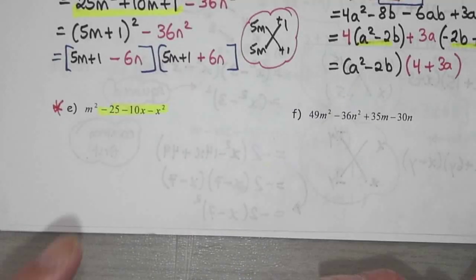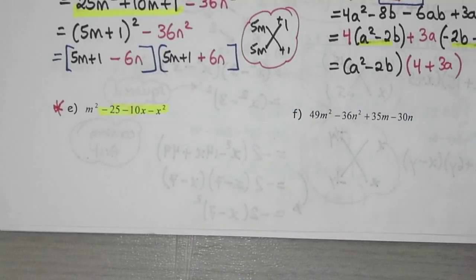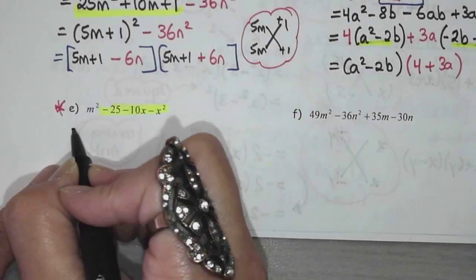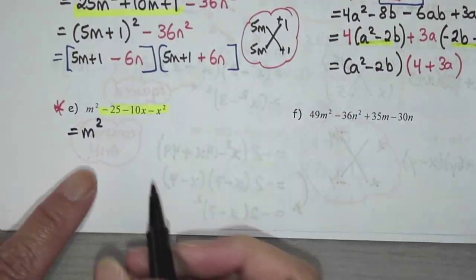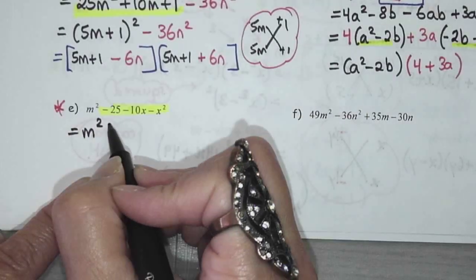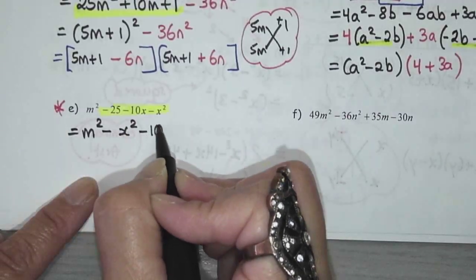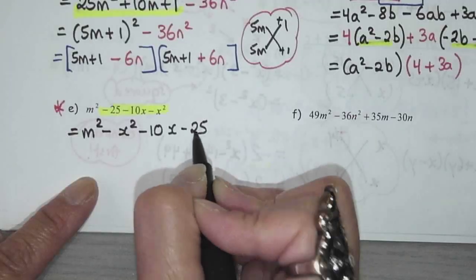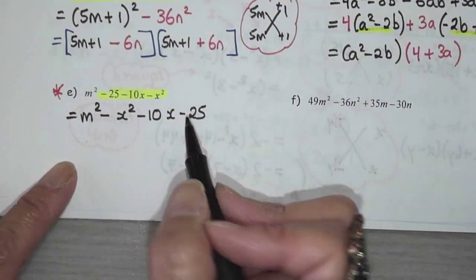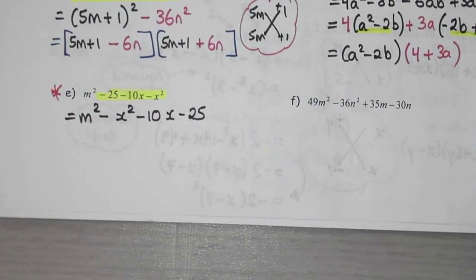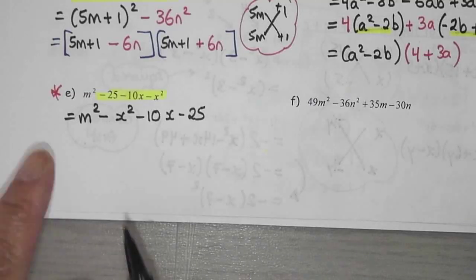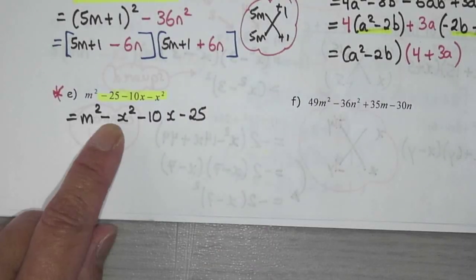You don't have to. If you can do it fine without rewriting it, that's good. I feel like it's backwards to me, so I do this. This helps me keep my signs in order. I want that one first, so it's going to be minus x squared minus 10x minus 25. I like it in descending order. For some reason, it clicks better with it. You don't have to, right? So I got my trinomial.